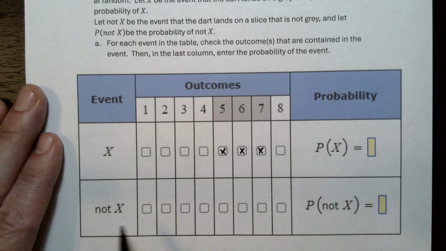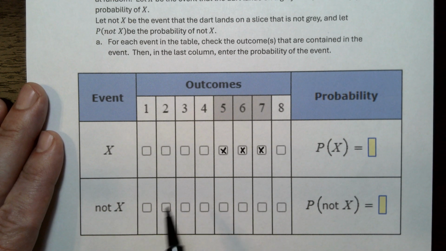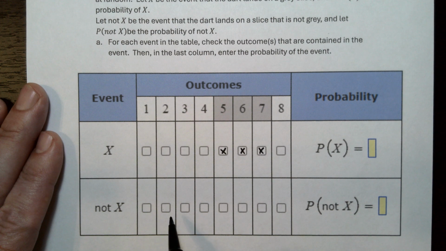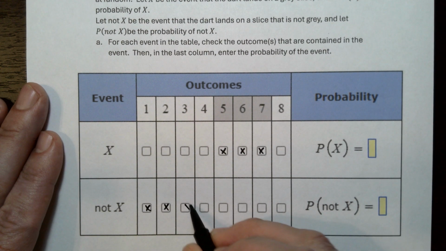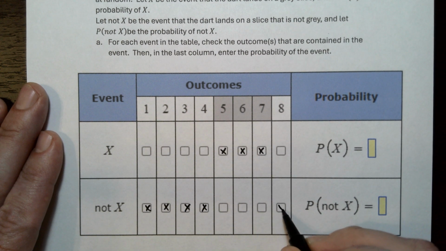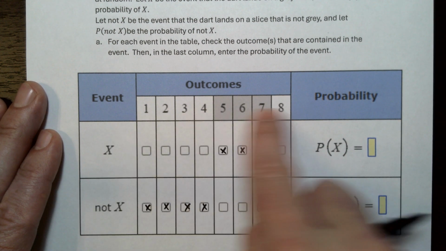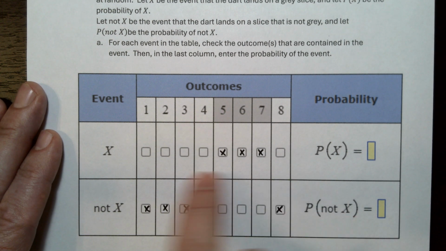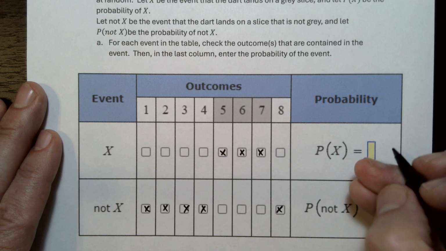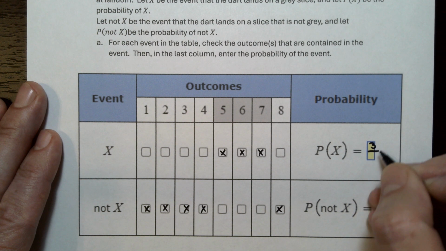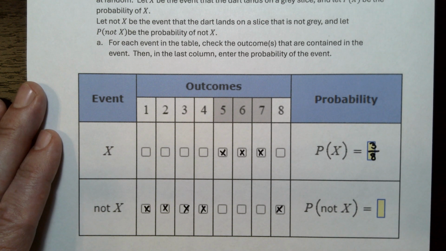Okay, and then not X is the event that it's not a gray slice that got hit. So not X would be the white ones. So it would be this one, this one, this one, this one, and this one. Okay, and the probability of these, well, we have 8 total darts thrown. 3 of the 8 land on gray. So the probability of X is 3 over 8. And then for not X, the probability that it'll hit white is 1, 2, 3, 4, 5 out of a total of 8. So P of not X is 5 out of 8.